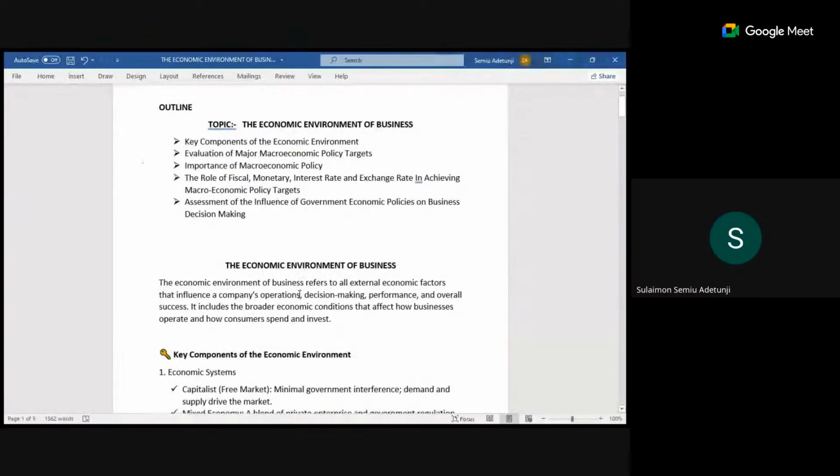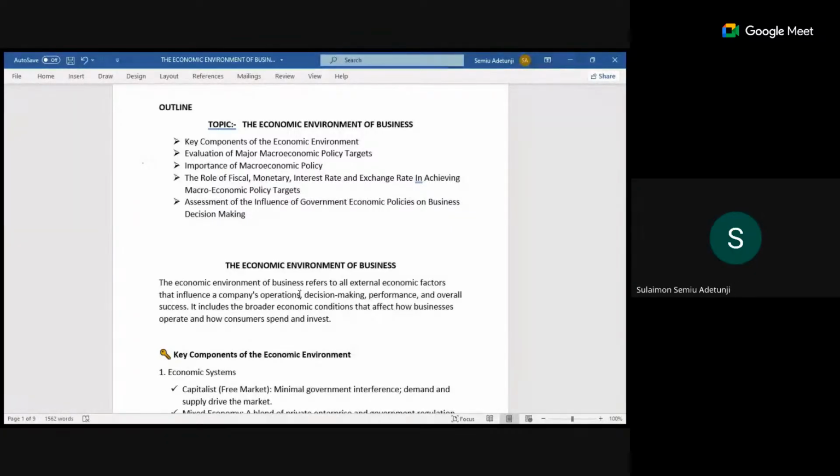Now, the economic environment of business. The meaning of economic environment of business is the external factors that are capable of affecting operation and decision making within the organization. That is, all external factors that are capable of influencing our decisions during our operations.